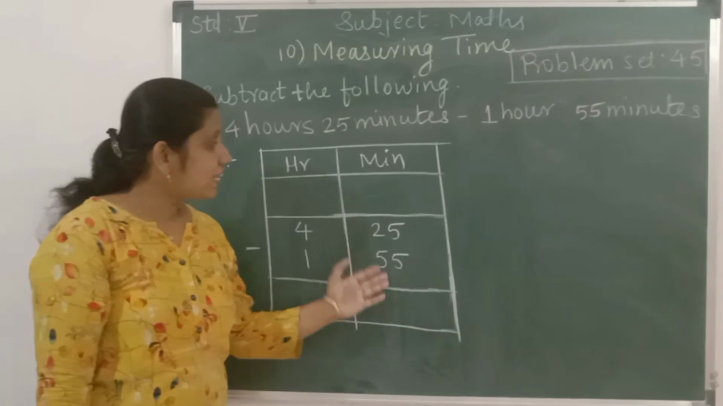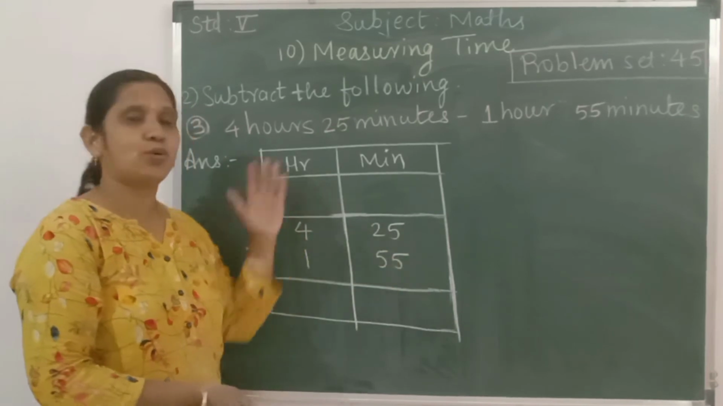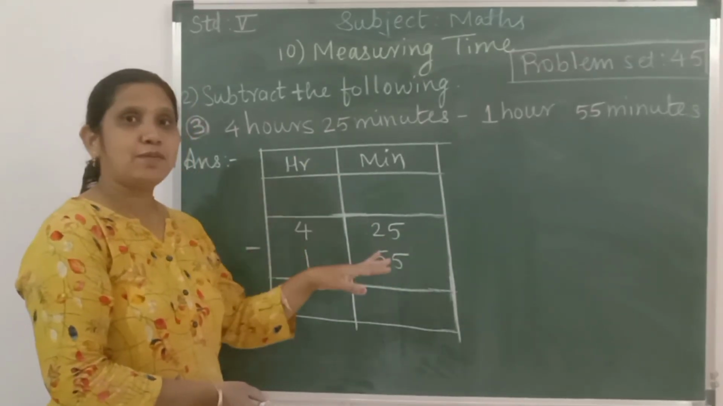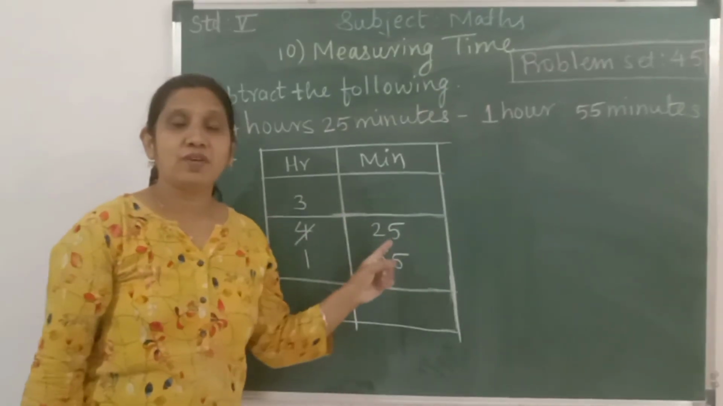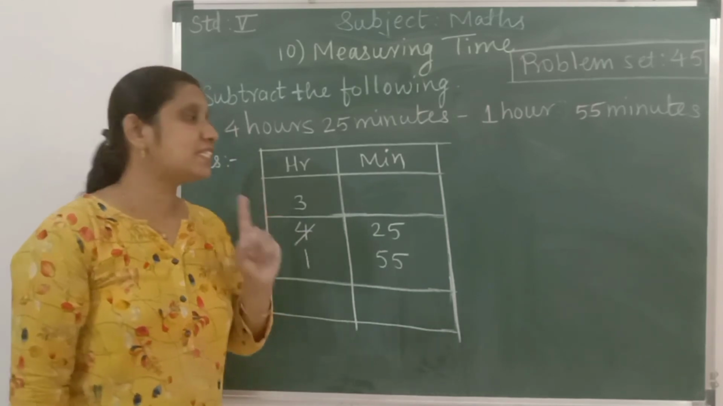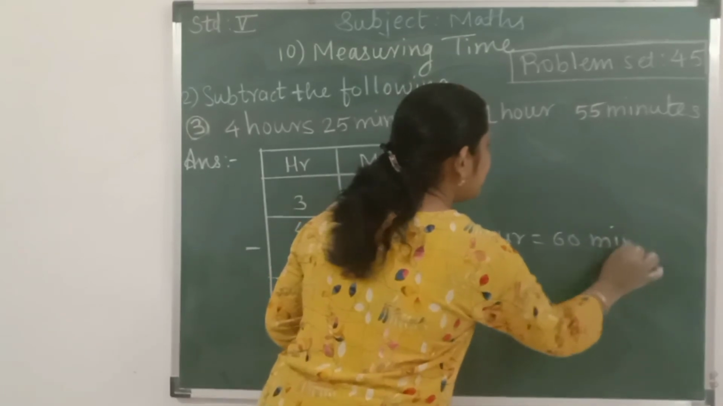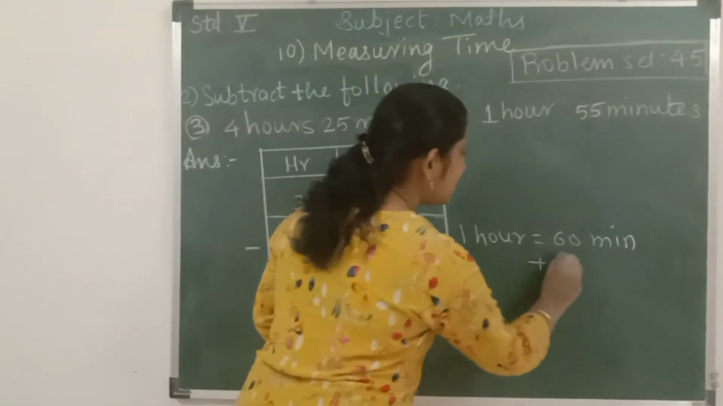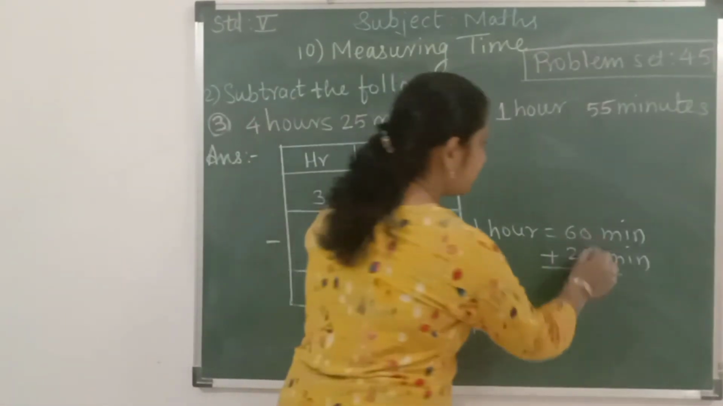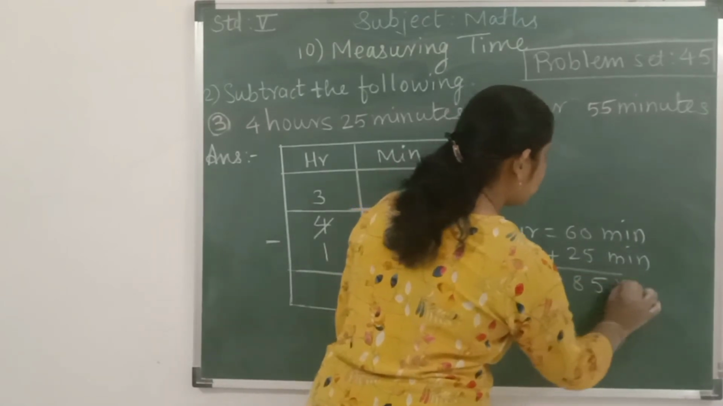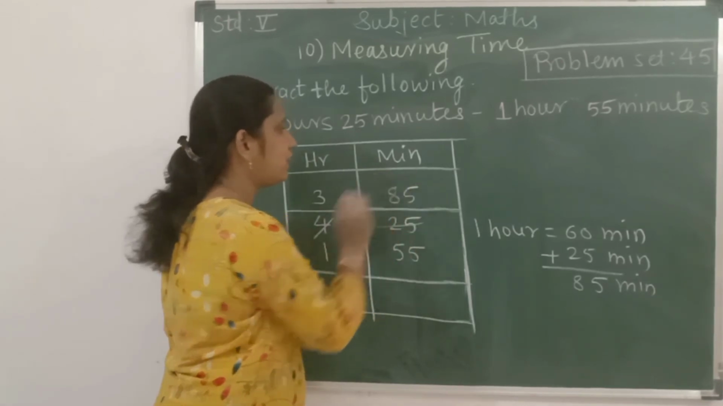Children, here also can I subtract 55 minutes from 25 minutes? Of course no. I have to go to the hour column. It means I'll borrow 1 hour. Cancel this 4, what remains? 3 hour. When I am borrowing 1 hour, it means I am borrowing 60 minutes. So let us write over here 1 hour is equal to 60 minutes. In that I have to add this 25 minutes. We'll write it aside. 0 plus 5, 5. 6 plus 2, 8. So 85 minutes. Okay. Cancel this 25 and write 85 over here.